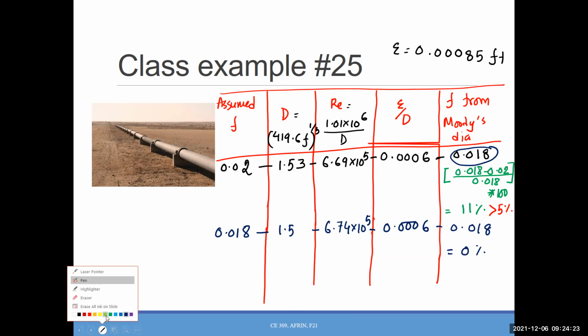Okay, now it seems some of you are still struggling with the Moody's diagram.